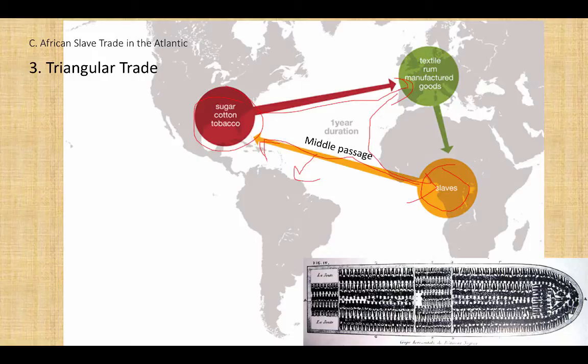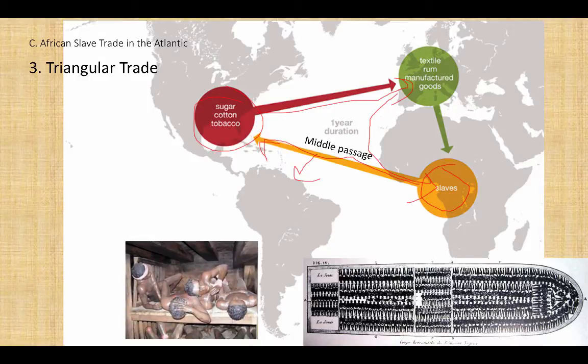The European slave traders were paid by the slave, and so they have an economic incentive to load as many Africans on that boat as possible, to pack them as tight as they can. The more Africans they get across the Atlantic to the plantations, the more money they'll make.